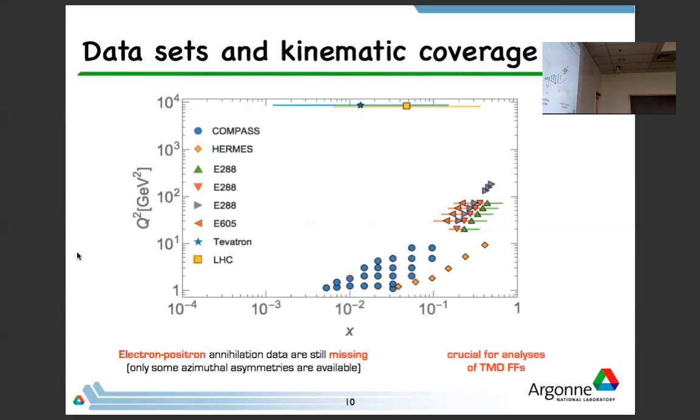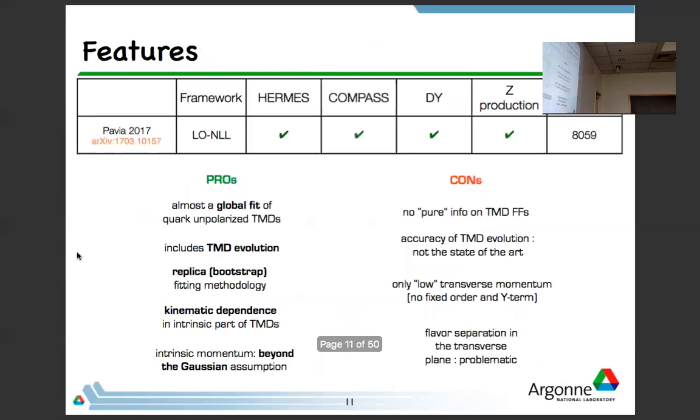be crucial for analysis, to get independent information about TMD fragmentation functions. Okay, so the fit involves Hermes, COMPASS, Drell-Yan, fixed target, and Z-boson production, and so it's almost a global fit of unpolarized TMDs. It includes TMD evolution to a certain extent. It's based on the bootstrap methodology, or what we refer to as the replica methodology.